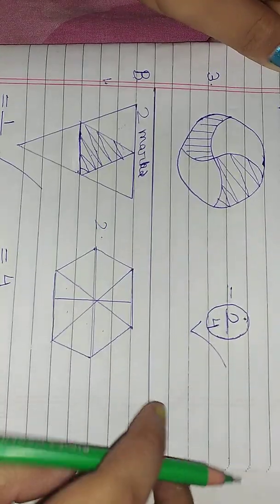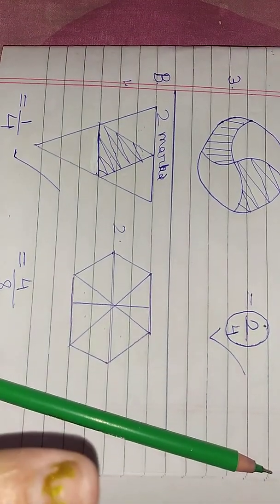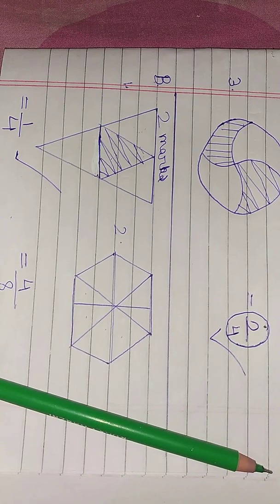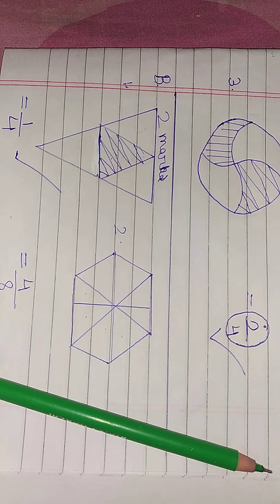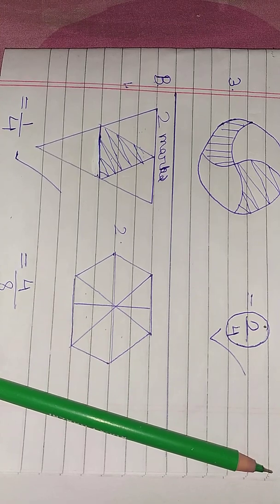Now for this also I am giving you all 5 seconds for making the diagram and 10 seconds for writing the answer. 1, 2, 3, 4, 5. So I gave you 5 seconds for drawing the diagram, or you can pause the video and make the diagram. Now I am giving you 10 seconds for writing the answer.